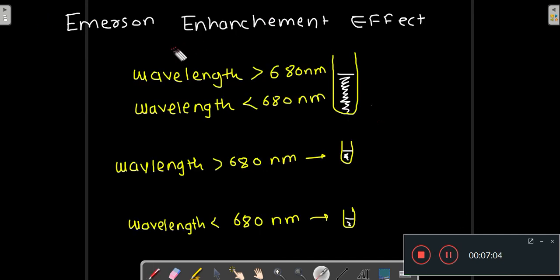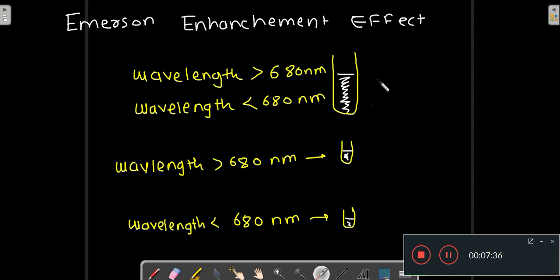So let me explain this Emerson enhancement effect in a simple way. Consider a tube. In this tube there is a suspension of photosynthetic organism. Now this tube is exposed to a wavelength greater than 680 nanometer and a wavelength less than 680 nanometer simultaneously, and they are causing a particular rate of photosynthesis.